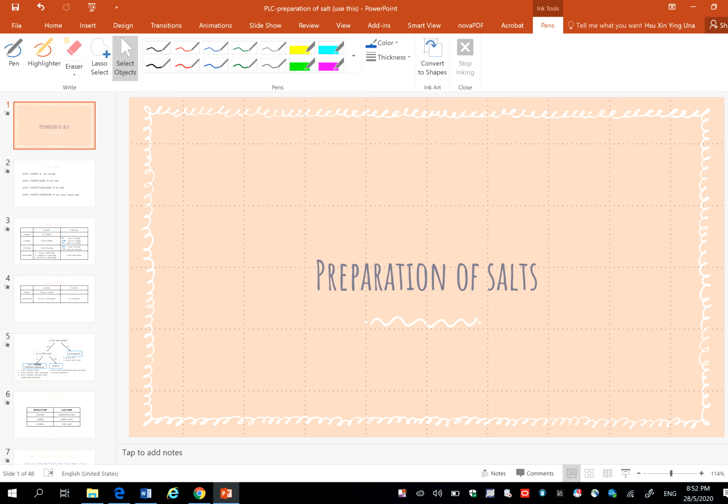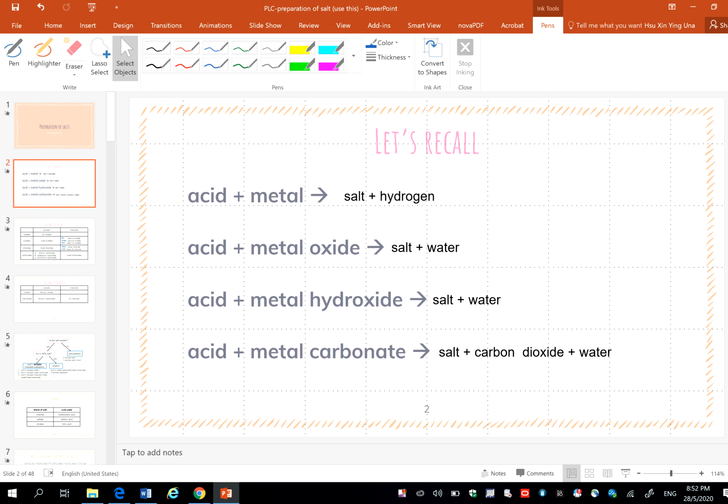Preparation of salts. This will give you an overview for preparation of salts. It is not very detailed, it's just an overview, but hopefully it helps to build on your understanding and gives you a better summary of the entire topic. There are many different ways in which we have learned from the previous topics on how we can produce salt.